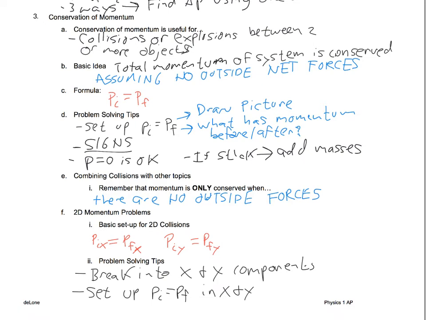So some basic tips here. Like we've done with force problems, we're just going to separate the problem into x and y components, and we're going to set up conservation of momentum in both directions, both the x and the y. And then if we need to, at the end, we're going to recombine and put it back together using Pythagorean theorem and using trig.